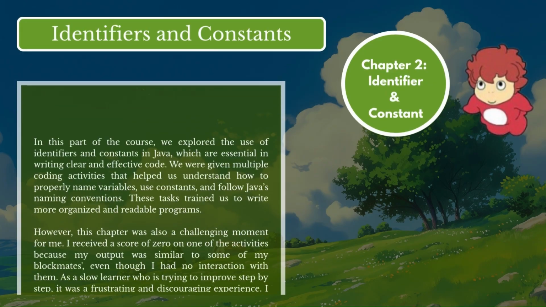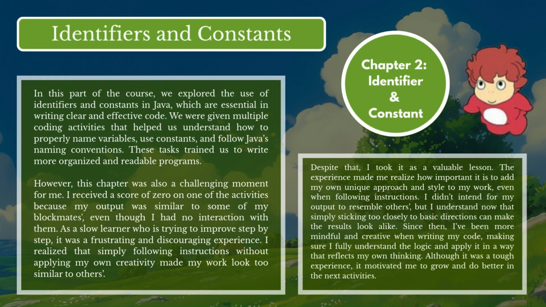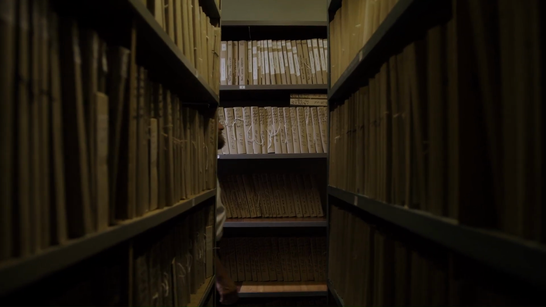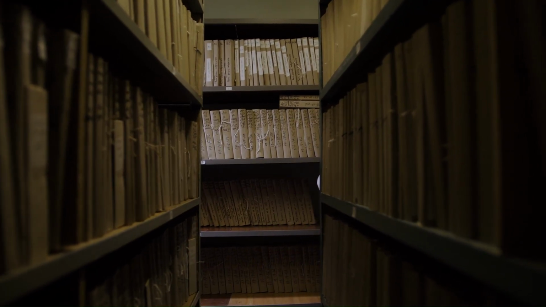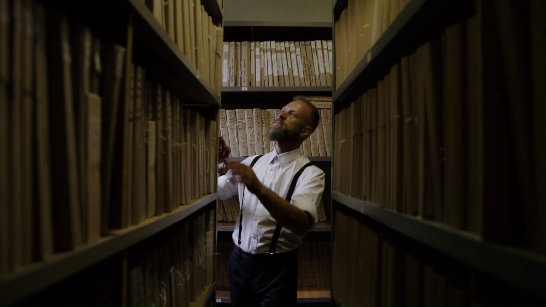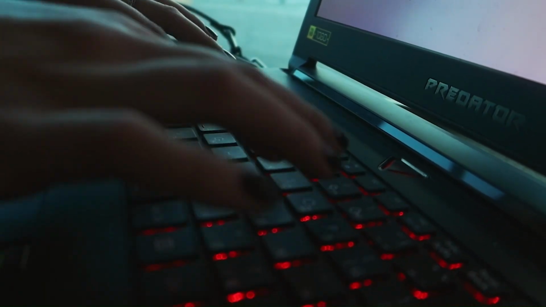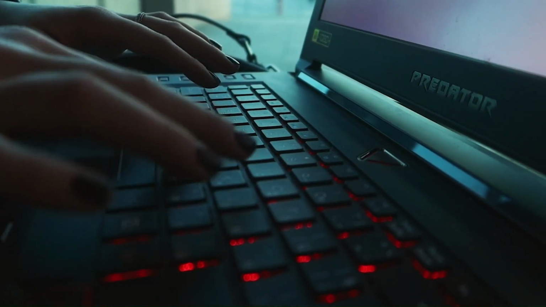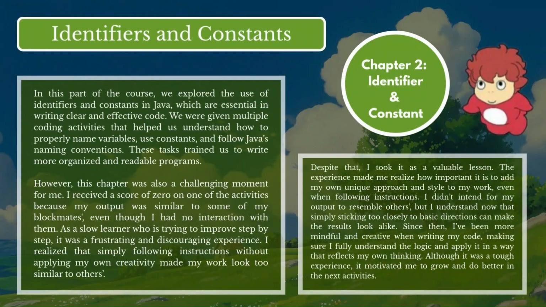Now let's go with chapter 2, Identifier and Constant. In this part of the course, we explored the use of identifiers and constants in Java, which are essential in writing clear and effective code. We were given multiple coding activities that helped us understand how to properly name variables, use constants, and follow Java's naming conventions. This task trained us to write more organized and readable programs.